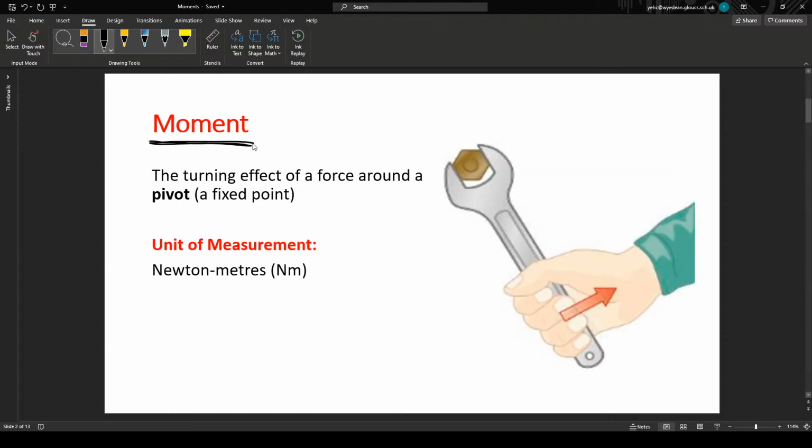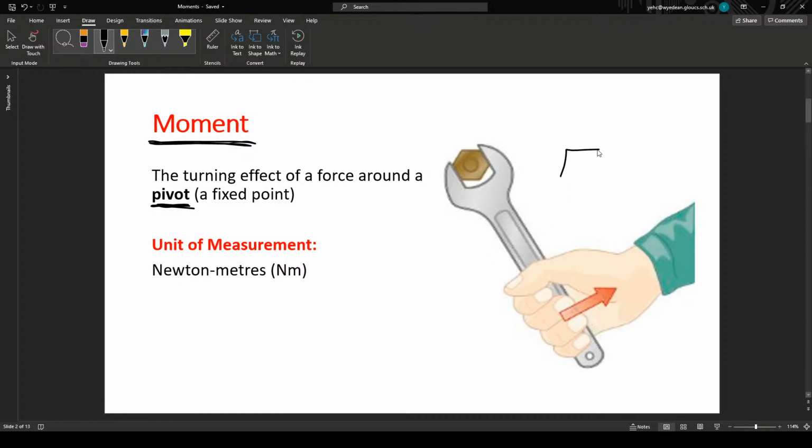That turning effect is known as a moment. This is different from what we usually say in everyday language, like "one moment" or "moment in time." In physics, moment means something completely unrelated. The moment is basically the effect of a force that causes an object to turn. And a fixed point, also known as a pivot, is what is needed for a moment.